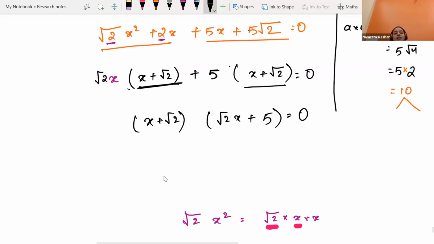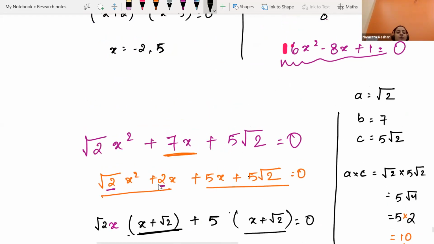From here we'll be getting the x values. What are the x values? So x values will be minus root 2, and the other will be minus 5 by root 2. And these are the solutions, the roots of the given quadratic equation, right? Let's do a few more questions like this.